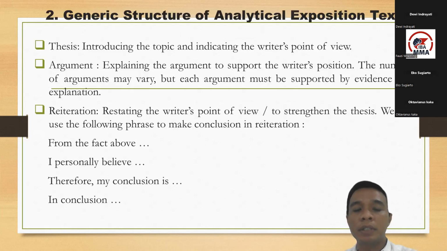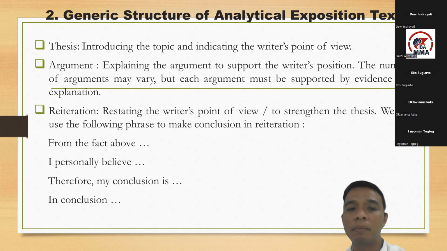Next, we will discuss the generic structure of analytical exposition text. There are three elements of generic structure of analytical exposition text. Firstly is thesis. Thesis introduces the topic and indicates the writer's point of view.